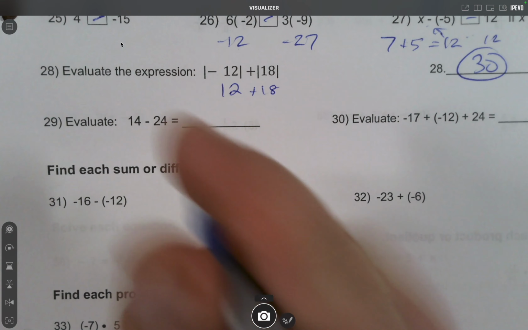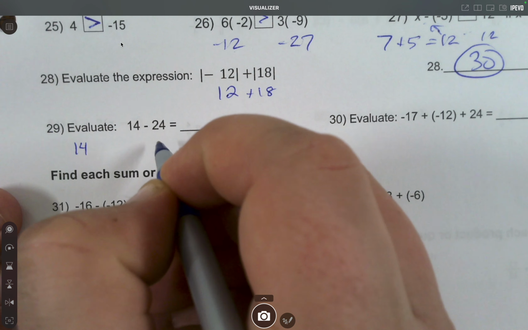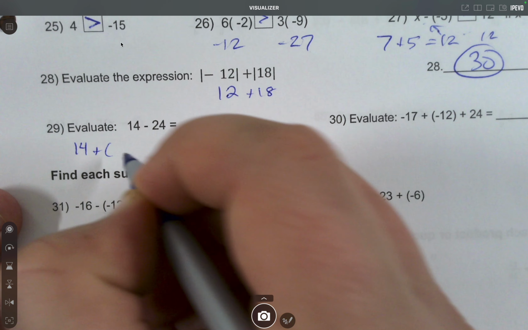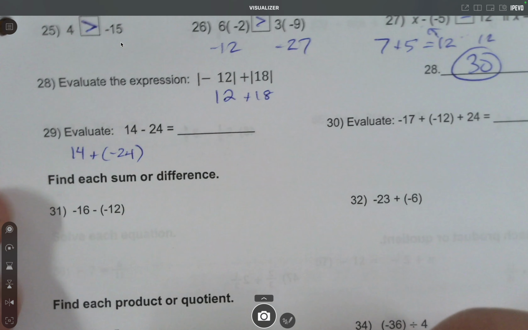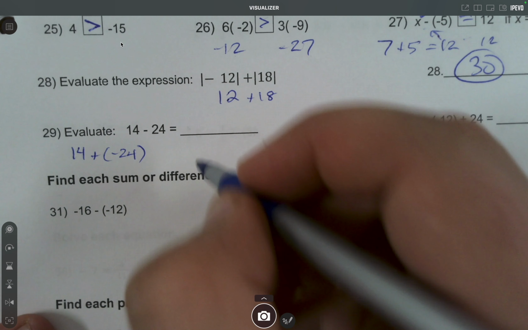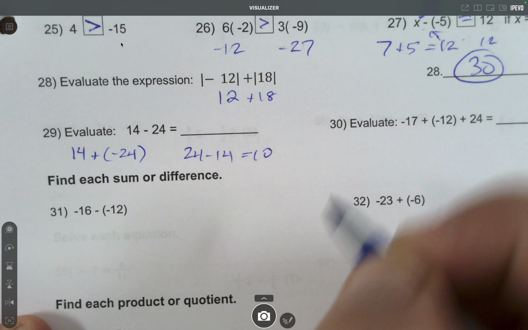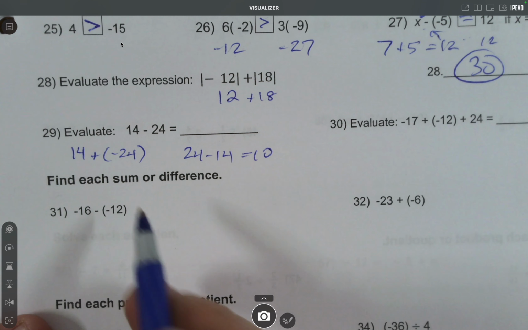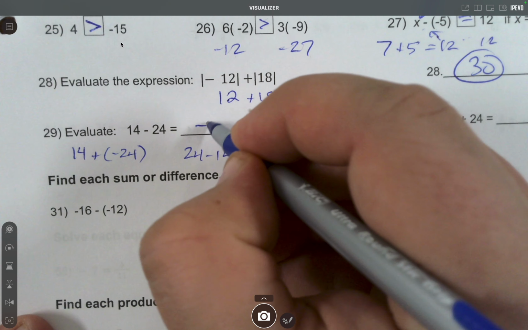Okay, on 29, we'll do keep, change. So we keep the 14, change subtraction to addition, change the 24 to a negative 24. Now the rule is when you're adding numbers that have different signs, you subtract them from each other, and you keep the sign of the bigger number. Well, 24 is bigger than 14, so keep the negative, so our answer is negative 10.